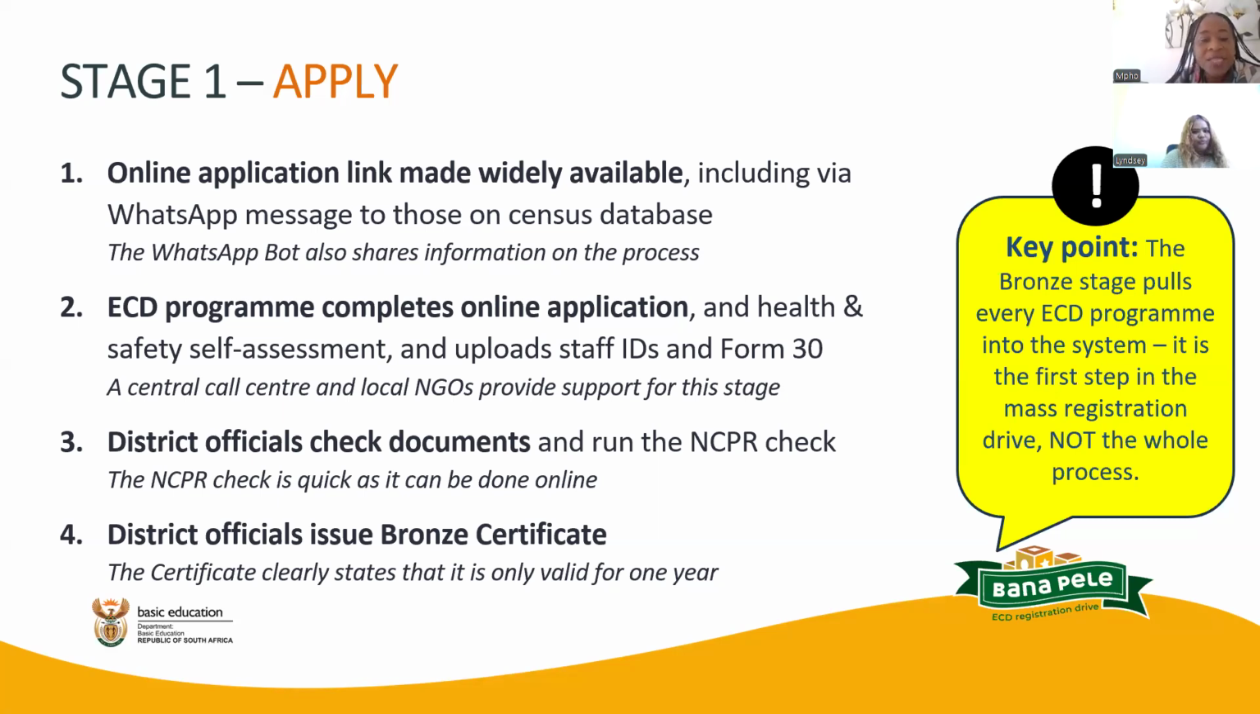The online application will also include the health and safety self-assessment that you'll need to go through, which means the program will assess itself on whether you are adhering to the minimum health and safety requirements for the bronze process. Then also important is the upload of the staff working in an ECD program. That's where you'll have the staff IDs and also complete the Form 30. The Form 30 is for the Child Protection Register, where we will need to check whether the staff have committed any crime against children. So all our staff members that are working in our ECD programs need to be checked.